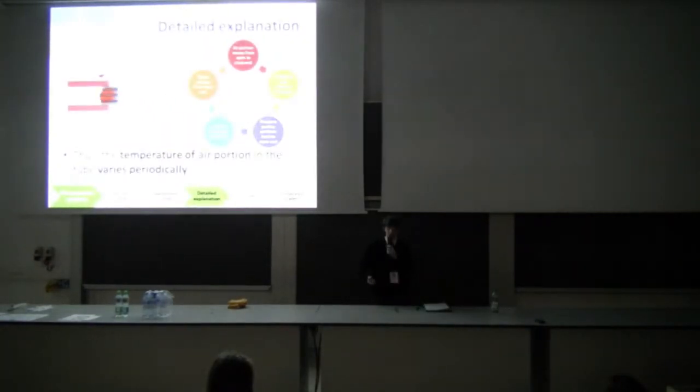Let's try to explain from a theoretical point of view how this tube works. Let's consider a portion of air moving from the open end towards the closed end. It heats and also it compresses. After such pressure, it wants to go back, and it cools and expands, reaching the open end of the tube. It reflects from the atmosphere, and the process continues. Thus, the temperature of the air portion in the tube varies periodically.